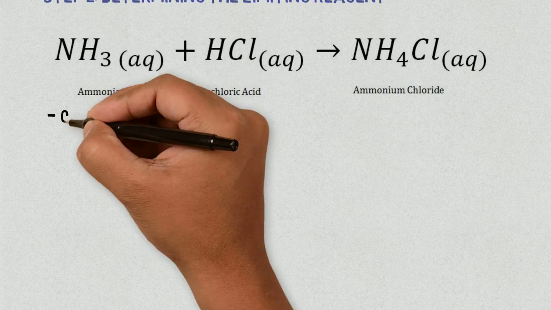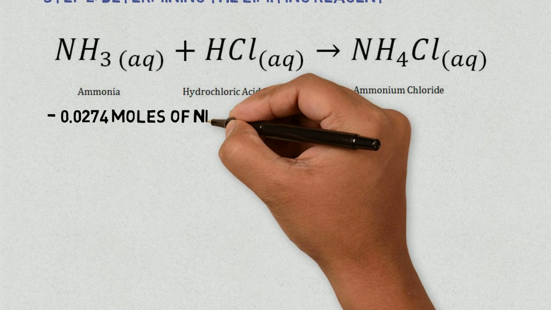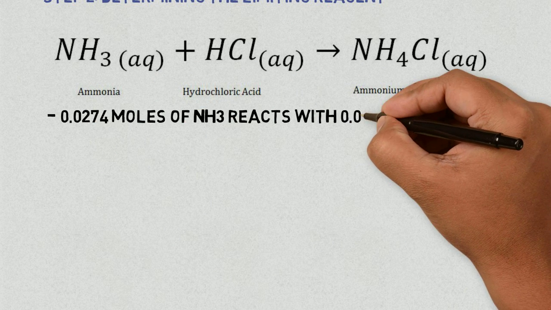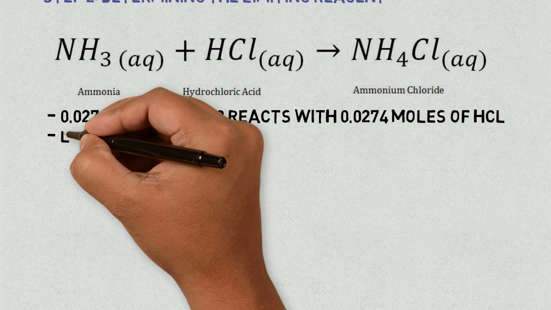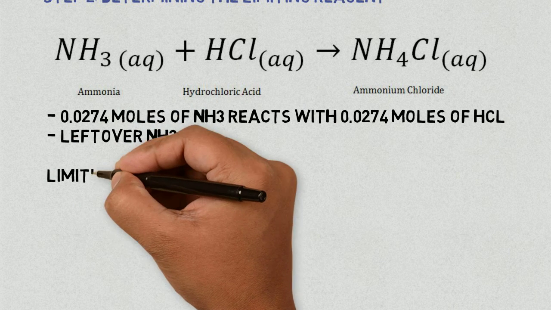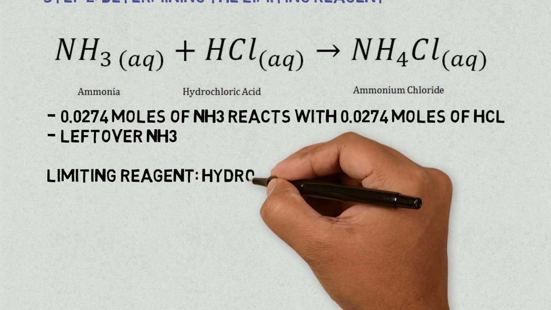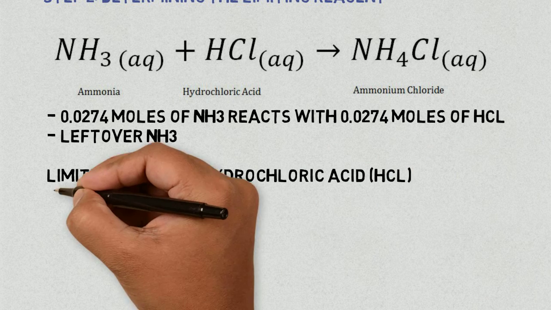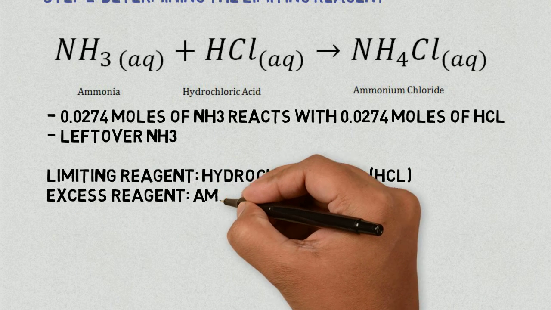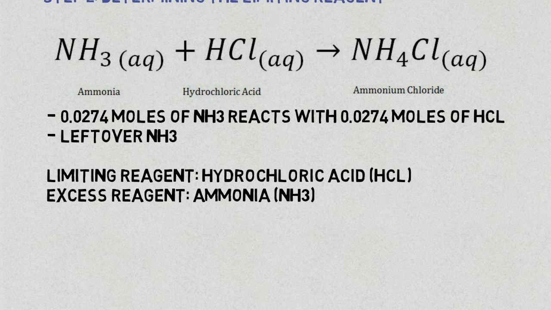Therefore, 0.0274 moles of HCl will react with 0.0274 moles of NH3. Hence, there will be some leftover NH3, and this will be called the excess. Since there's no leftover HCl, we can now determine that the limiting reagent is the HCl, while the excess reagent is the NH3.